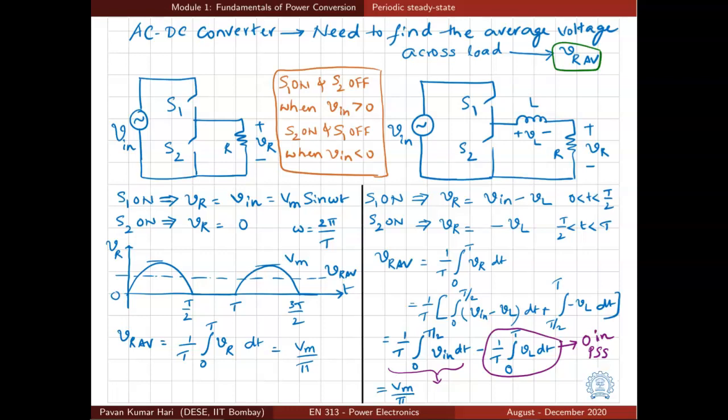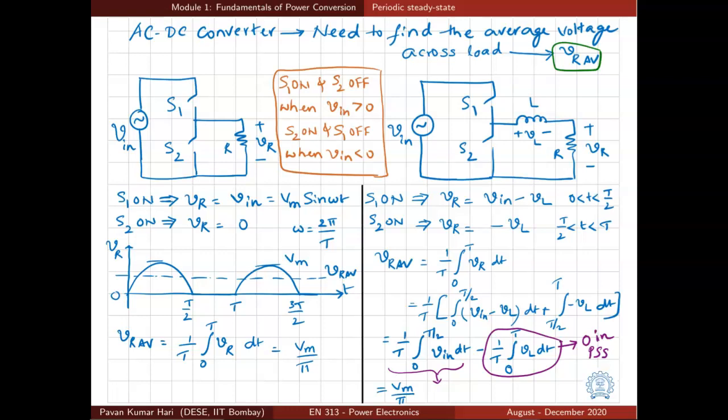Now what are we interested to find? We are interested to find the average voltage across the load, VR average. Why? Because it's basically AC to DC conversion, so we are interested in the average value at the output. But the switching pattern, the states of the switches, are the same in both cases. So S1 is on and S2 is off when Vin is greater than 0. Vin is a sinusoidal voltage, so it will have both positive and negative values. So whenever Vin is positive, S1 is on, S2 is off, and S2 is on and S1 is off when Vin is less than 0. So let us try to see how to find this VR average.